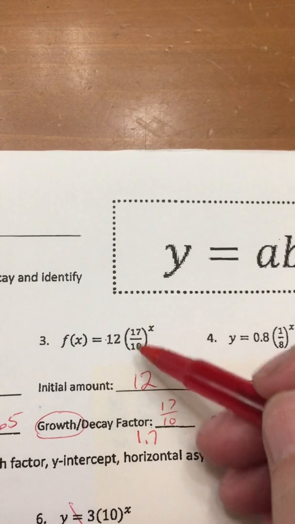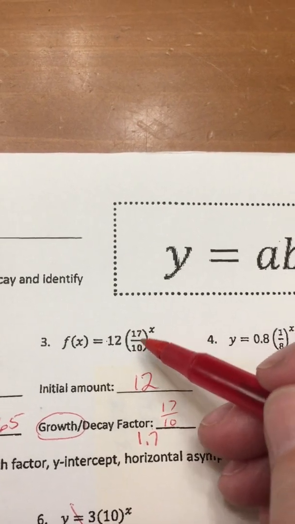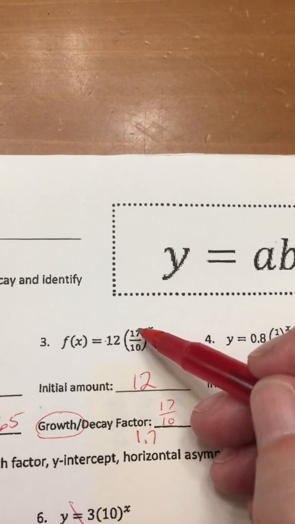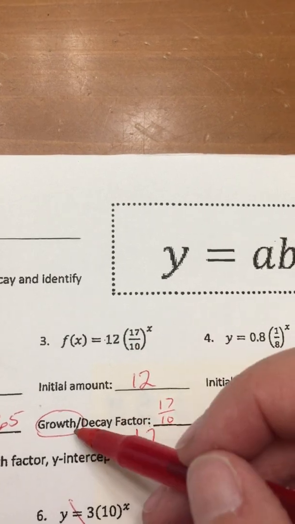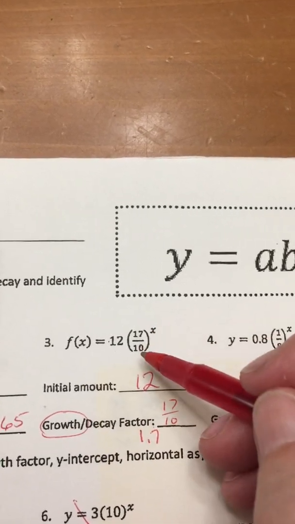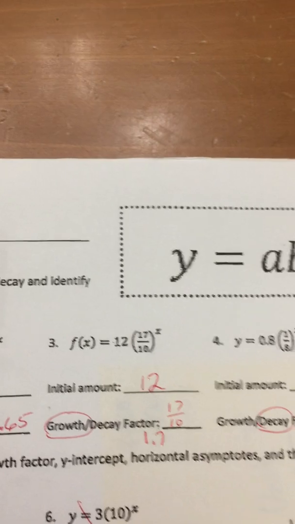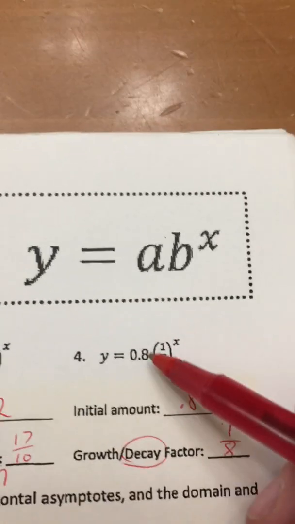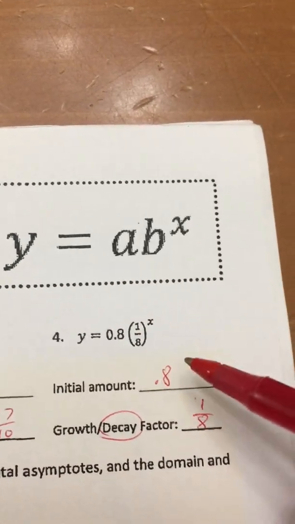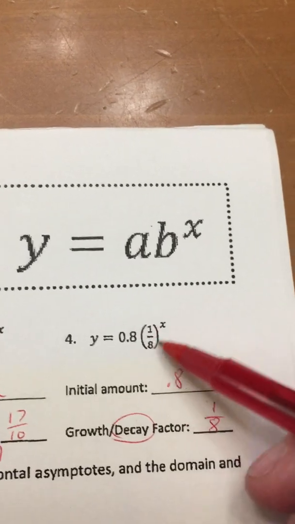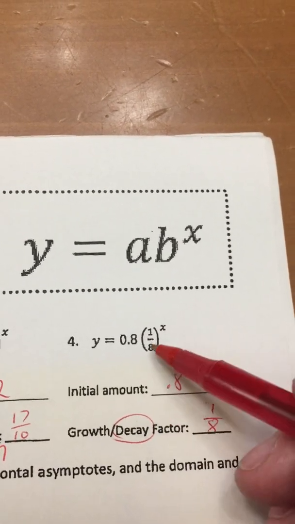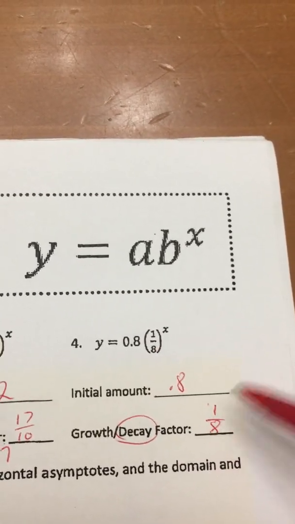The other way you can do it is if it's a fraction, look at the top number. Is it bigger than the bottom number? If the top number is bigger than the bottom number, then it is growing. If the top number is smaller than the bottom number, then it is less than 1. Okay, so there's that. This one, the initial amount was 0.8. Maybe you had 0.8 pounds of radioactive material. It is decaying because 1/8 is less than 1, and 1/8 is the decay factor.